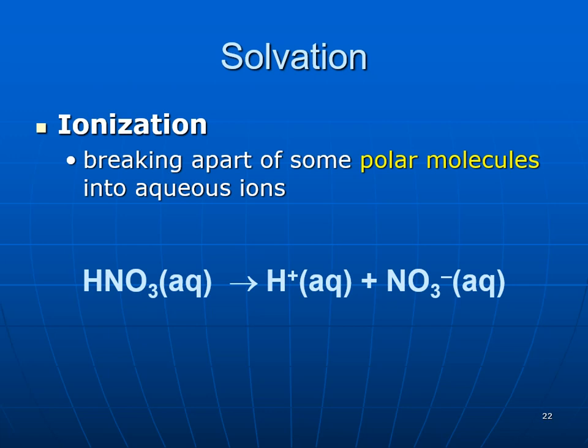If we have polar molecules like an acid, and they break apart because they're dissolved in solution, we end up with what we call ionization. So ionic compounds dissociate while polar molecules will ionize. And so we get hydrogen ions and nitrate ions when we take nitric acid and we dissolve that in water.